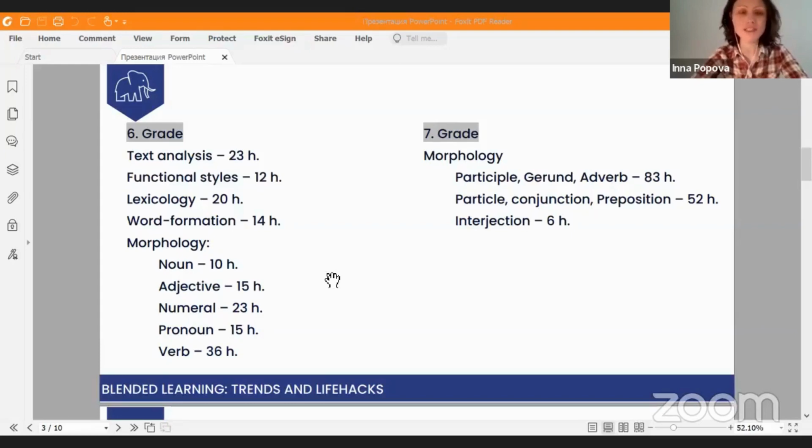Verb, 36 hours. And then you can see that there is lexicology, a very important topic for middle school students, and it only takes 20 hours. Word formation, a very difficult part of Russian language, only 14 hours. So it is really disproportionate.